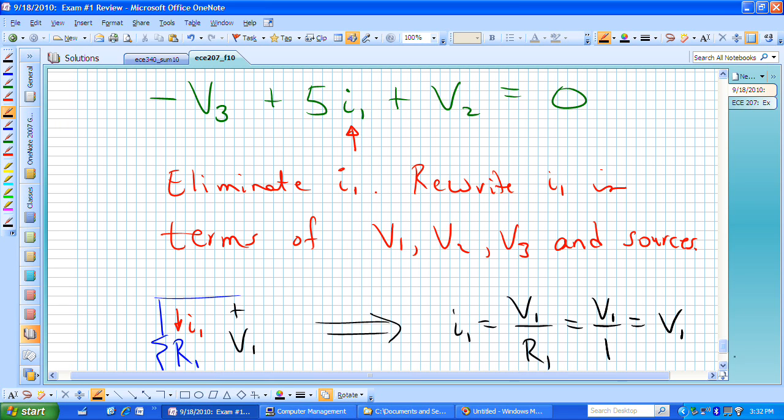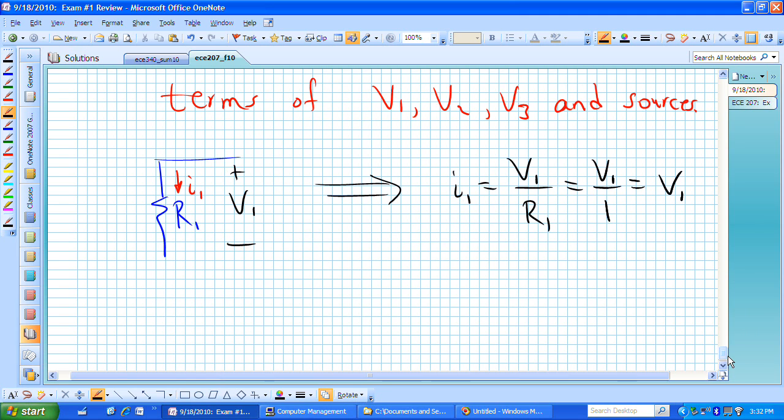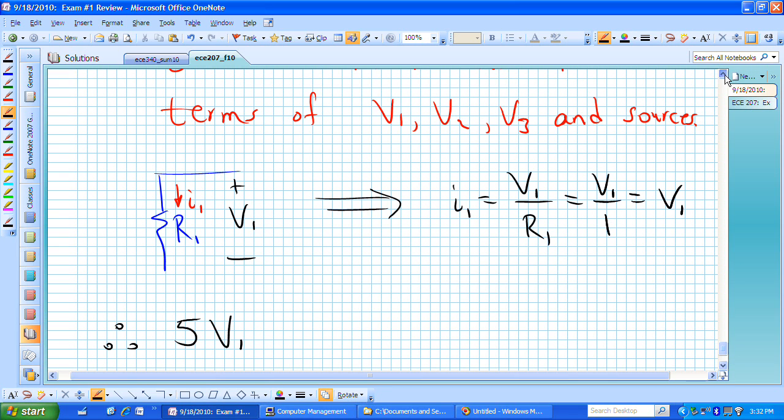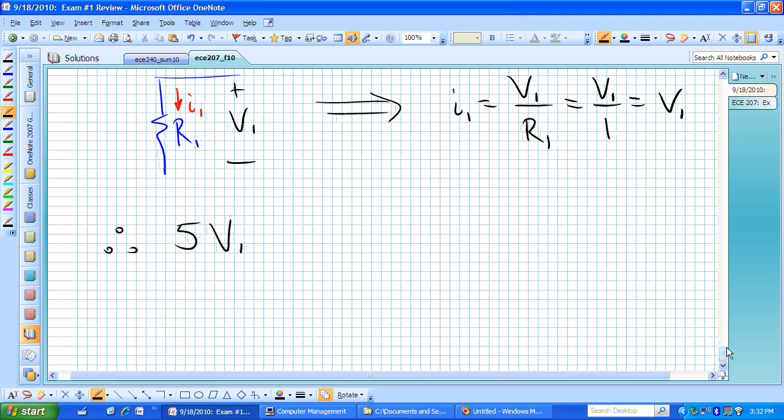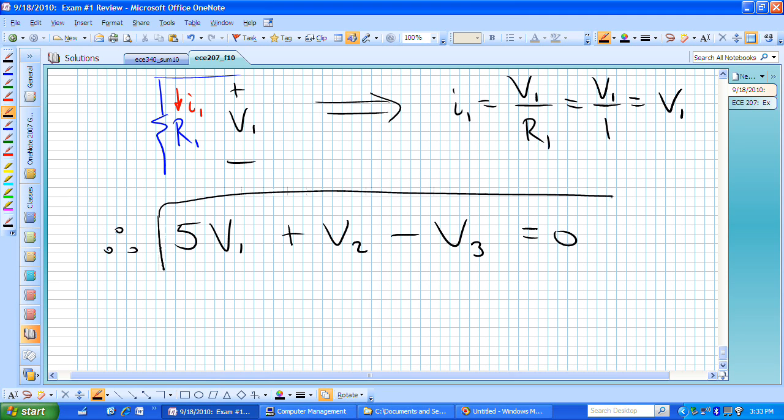Now we have our third equation that we need to solve the problem. We now have 5 times I1, which is I1 we just determined was V1. We then have minus, well, let's go in numerical order. Let's say plus V sub 2 minus V sub 3 is equal to 0. And that's now our third equation that we needed.